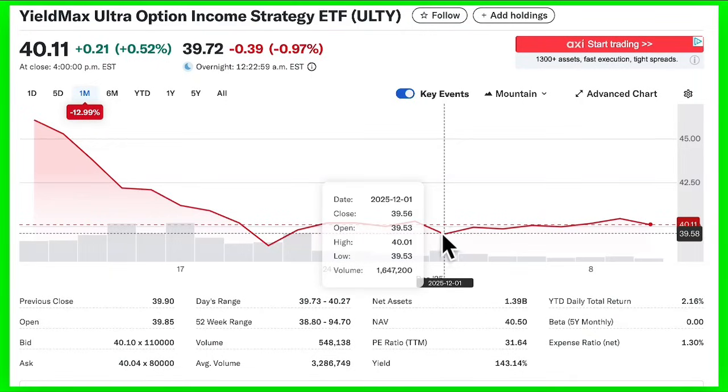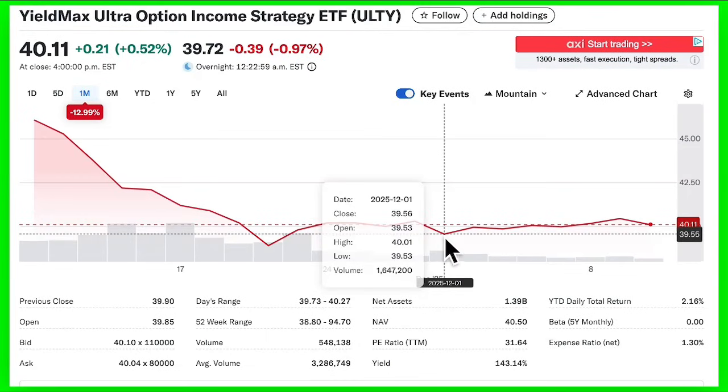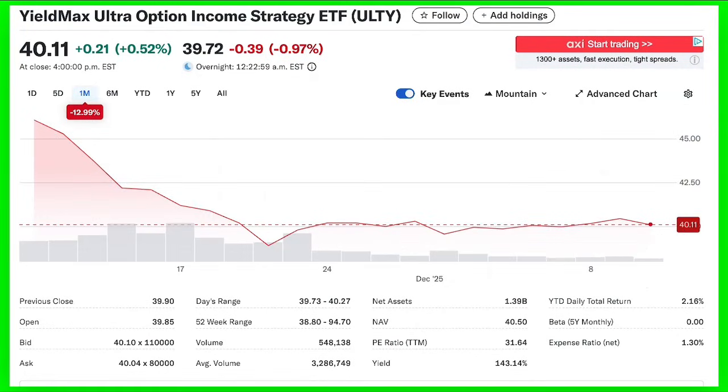So maybe YieldMax is telling us the truth, because they have said that they have changed their strategy for ULTY, and that will result in price stabilization. That means it's not going to lose as much. It's very early to make a conclusion if this is going to work or not. We'll monitor this and see. And I'm going to show you what they say about that in a bit.